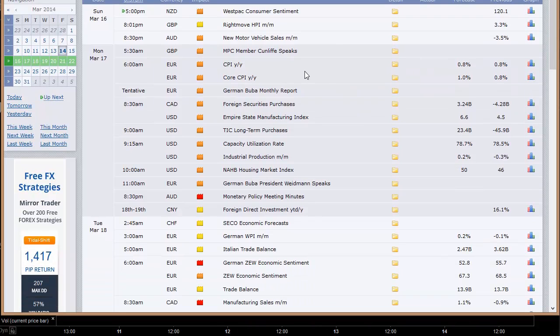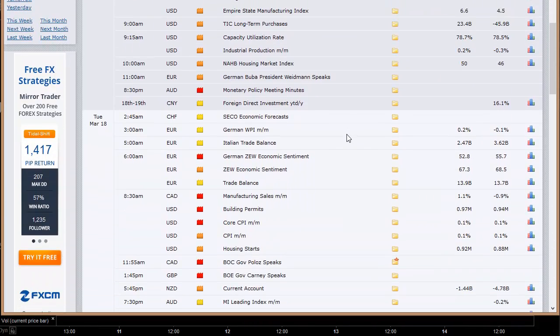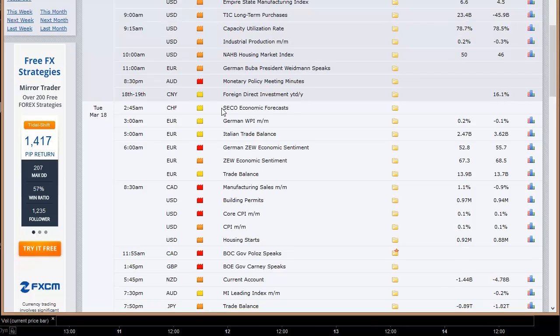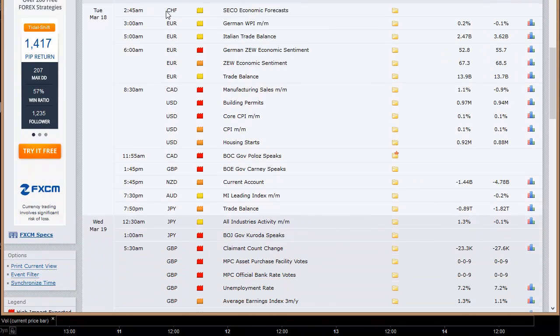New motor vehicle sales out of Australia. We got the CPI out of Europe going into Monday morning. U.S. has got Empire State Manufacturing Index, TIC long-term purchases, capacity utilization, and industrial production. We've got the housing market index data. Australia has the monetary policy minutes from the last meeting. China's foreign direct investment. Swiss SECO economic forecasts. German WPI, Italian trade balance. German ZEW economic sentiment data and trade balance data out of Europe.